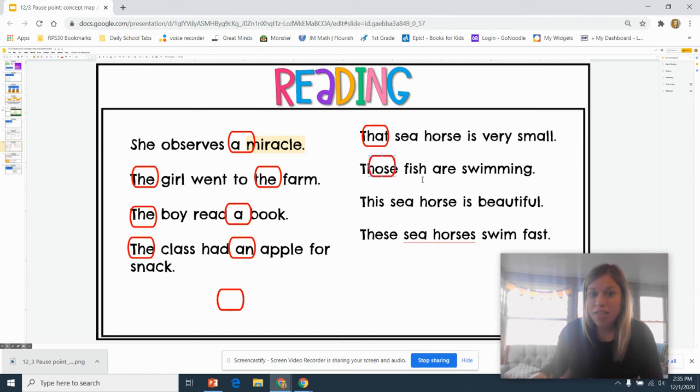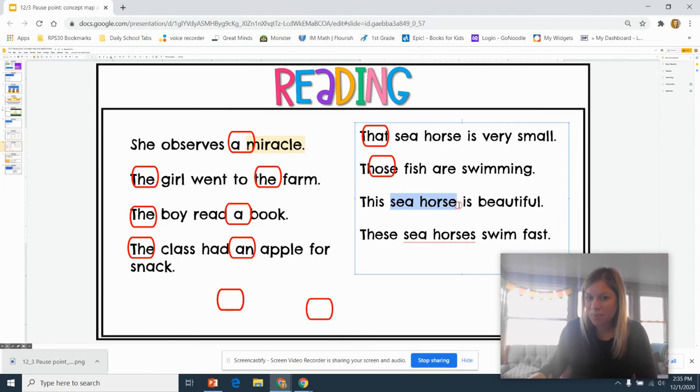Those fish, they're more than one, and I know that they're away from me. It's not these that are right here. It's the ones that are over there. Those fish are swimming. Okay, let's read this one. This seahorse is beautiful. Do you see a noun? Oh, so do I. It was seahorse. Seahorse is our noun. That's our thing. Which seahorse? Oh, this seahorse.